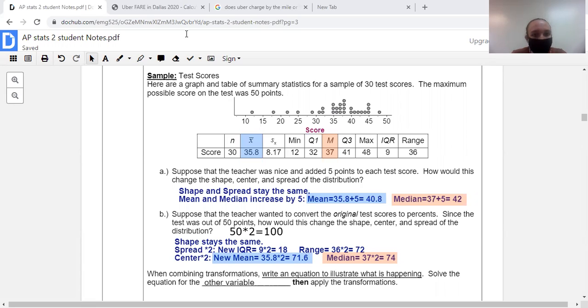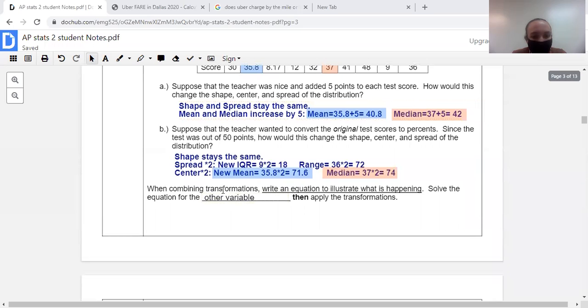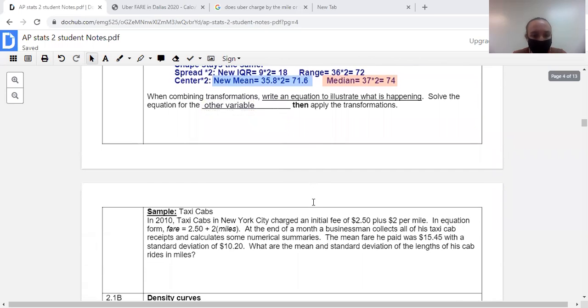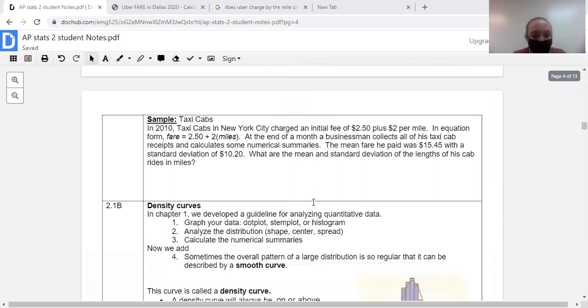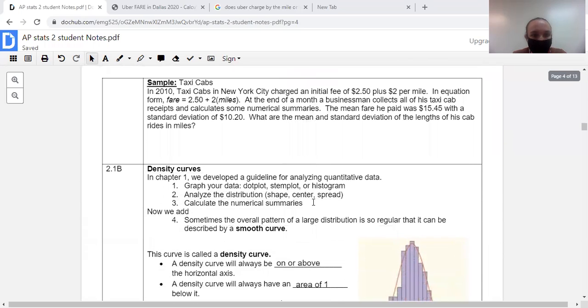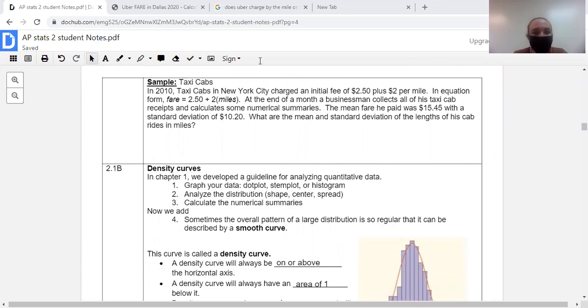This last part we're going to go over as a class. When combining transformations, write an equation to illustrate what's happening and solve the equation for the other variable, then apply the transformations. This is the problem that we're coming to. I haven't filled it in for you, but we're going to look at this in more detail, thinking about what's happening to this transformation. So that's all I want you to consider right now.